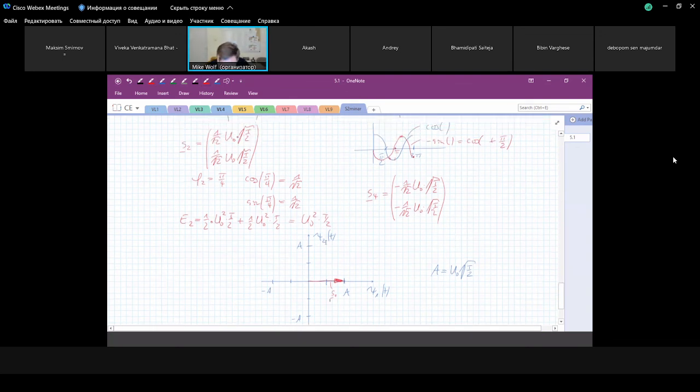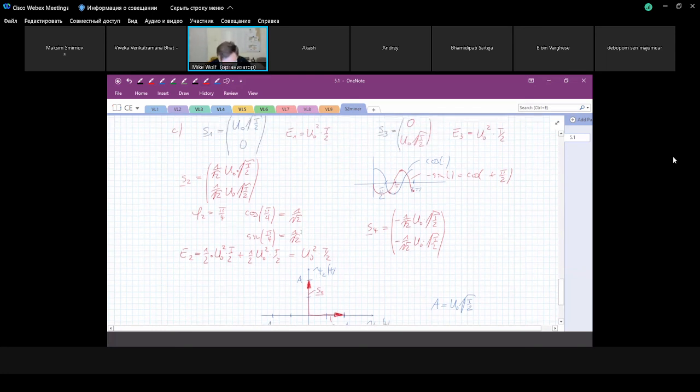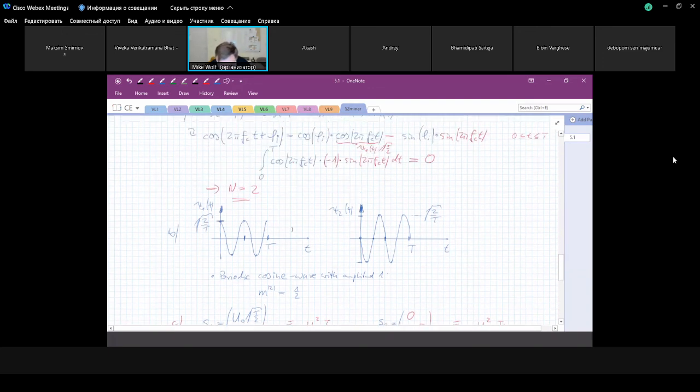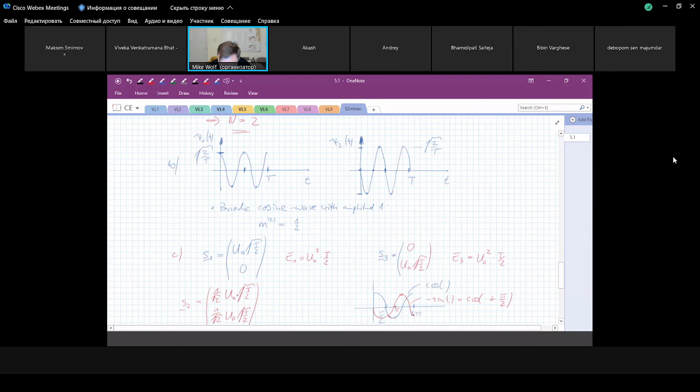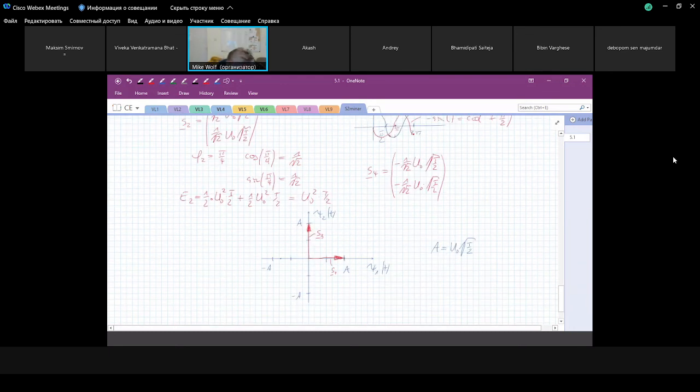This is the second basis function, or let's say S3, and S3 is exactly here because S3 is orthogonal to S1. S5 is just minus S1. It's written here. S5 is minus S1. So we can say, okay, this is just S5. And this is, of course, just S7. This is minus S3.